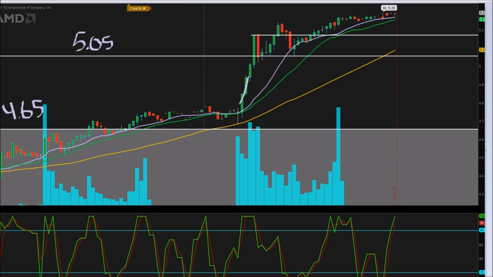Right, so we broke that $5.05 area, tried to press up a little more before coming right back down and bouncing off 505. Now, we didn't break 505. It acted very nicely as support, and we continued climbing our way up, after hours making that high at $5.30. So the next resistance on this chart is actually going to be $5.40.